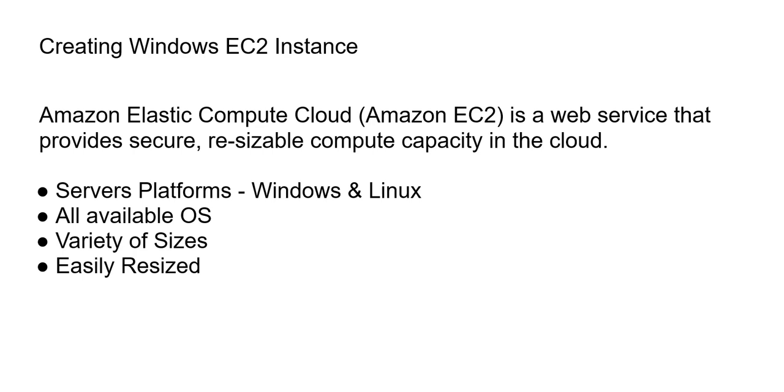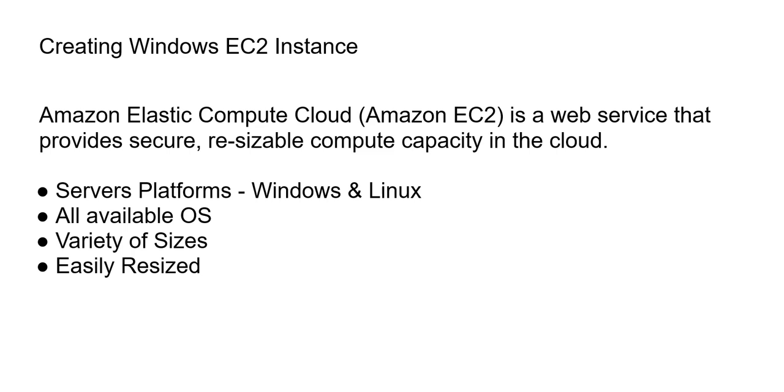Today we are going to be discussing Elastic Compute Cloud, also known as EC2. EC2 is a web service that provides secure, resizable compute capacity in the cloud. Basically, they are servers. AWS has the server platforms, Windows and Linux, and all available operating systems for Windows and Linux, in a variety of sizes.